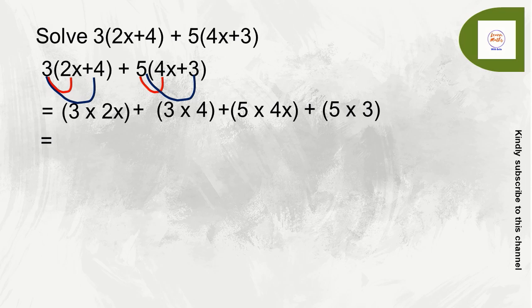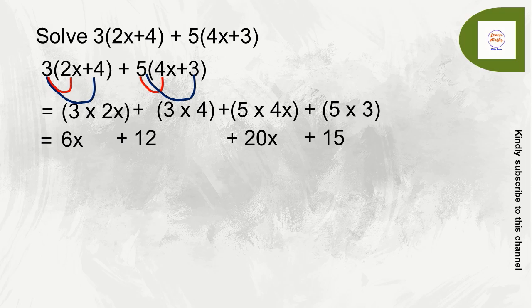Now 3 times 2x will give us, so what do we do? We multiply the coefficient of 2x by 3. So 3 times 2 is 6x, plus 3 times 4 is 12, 5 times 4x is 20x, plus 15. If you have not watched the previous video, in case you don't understand why we are multiplying 3 by 2 and not 3 by x, you can watch the previous video where I explained the terms of an algebraic expression, the coefficients, and the factors of an algebraic expression.